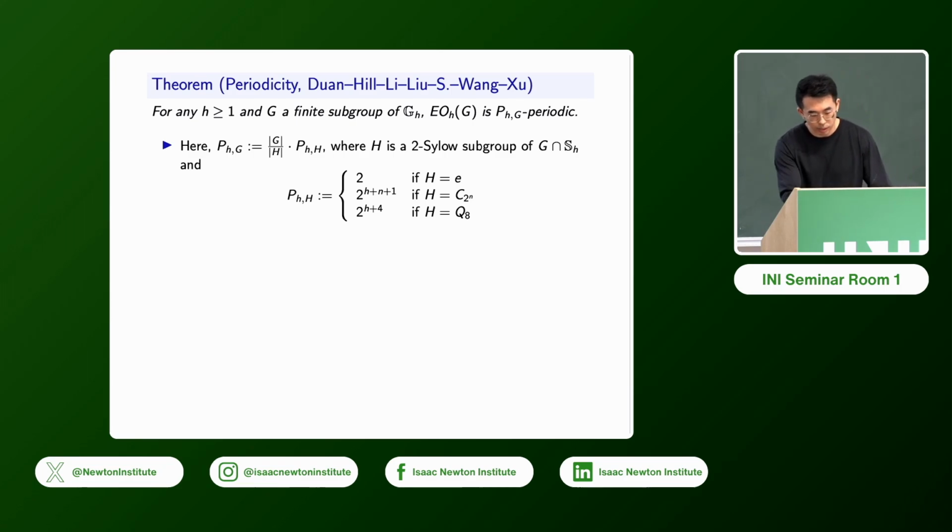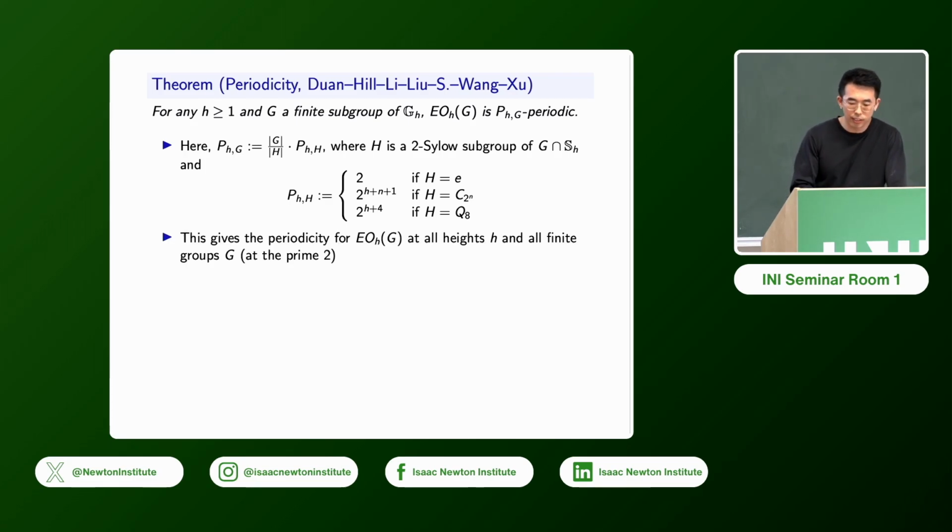Okay, so this is how these numbers are defined. If you plug in an H, you plug in a G, this spits out the number. Roughly saying that, I'm going to show you examples in a sec, but roughly saying the number, as the height increases or the group increases, the number gets bigger. But you know exactly what these numbers are. So what this theorem does is that it gives the periodicities for all of these EO theories at all heights and all finite groups at the prime 2.